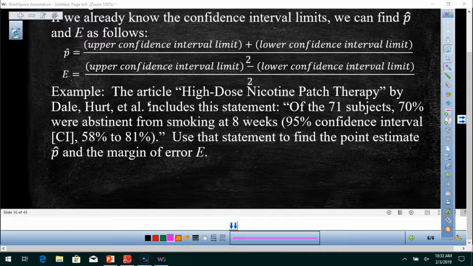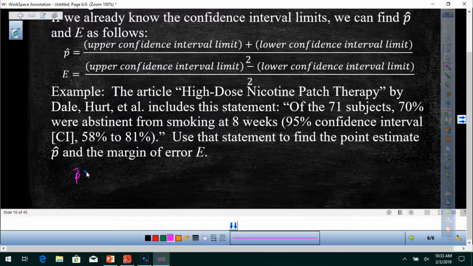All right, so the article High-Dose Nicotine Patch Therapy by Dale Hurt et al. includes a statement. Of the 71 subjects, 70% were abstinent from smoking at 8 weeks, 95% confidence interval, 58 to 81%. So let's use that statement to find the point estimate P hat and the margin of error.